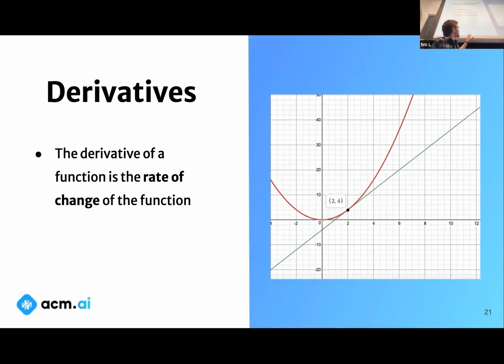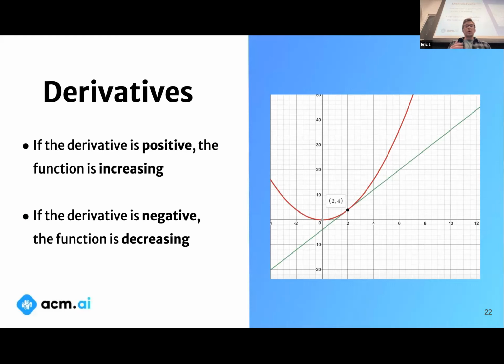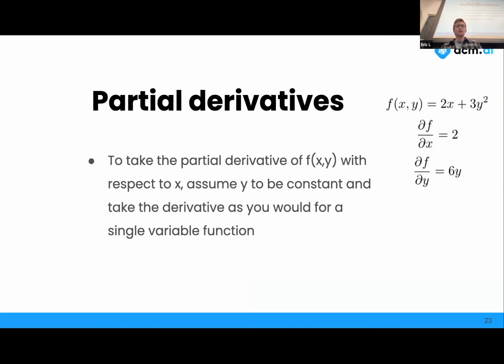We're going to talk about derivatives. As you all know, derivatives are the instantaneous rate of change of a function, essentially the slope at a point. If the derivative is positive, the function is increasing. If the derivative is negative, the function is decreasing, so on and so forth. Partial derivatives, for those of you who aren't in 32A, are essentially derivatives with respect to a specific variable.